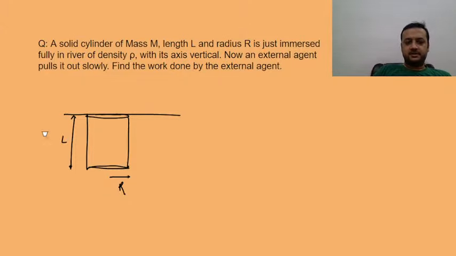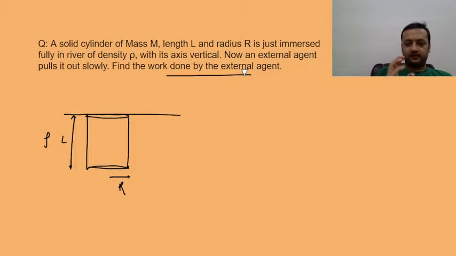And the river is of density rho, so the density of the river water is rho. The axis of the cylinder is vertical. Now an external agent pulls it out slowly, so suppose you are pulling it out very, very slowly. You have to find the work done by the external agent. This is the question: the cylinder is of mass m, length L, radius r, the external agent is pulling it out very slowly, and you have to find the work done by the external agent.